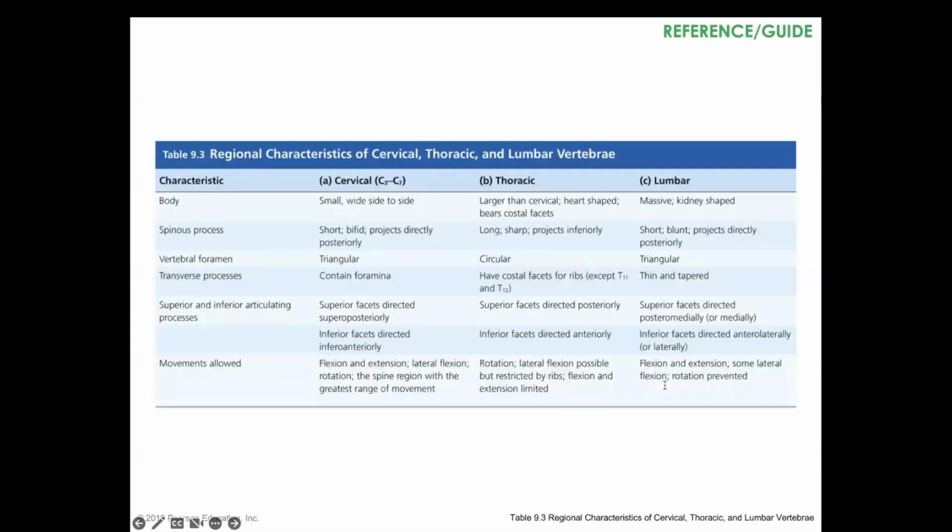So here is another reference guide describing the differences between the three vertebrae. So again, cervical is going to be C1 through C7. This one says C3 through C7. That's because C1 and C2 are the two special ones. But no, cervical is C1 through C7. And then you have thoracic, T1 through T12, and then lumbar, L1 through L5.